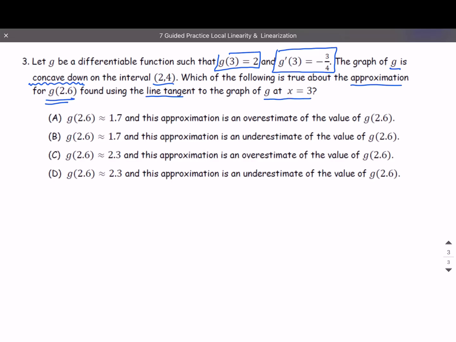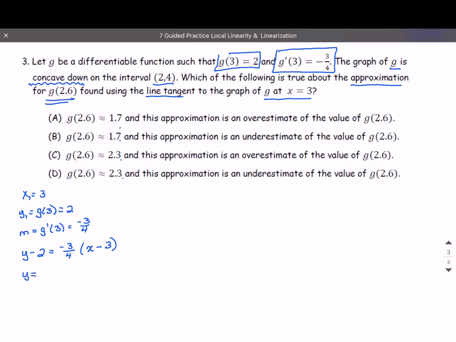Well, first thing is, every one of these choices has an approximate value for g of 2.6. So we need to find the approximation. So first thing, let's find the tangent line. The x value we're given is 3. The y value is g of 3, which they told us is 2. The slope is g prime of 3, which they told us is negative 3/4. That means that our tangent line would be y minus the y value of 2 equals the slope negative 3/4 times x minus the x value of 3.